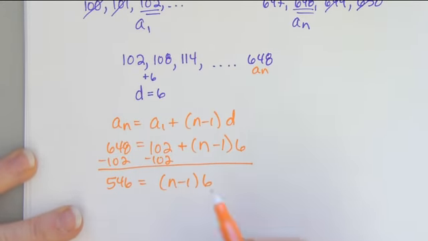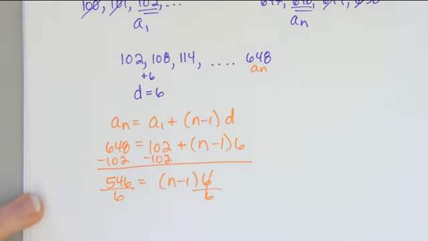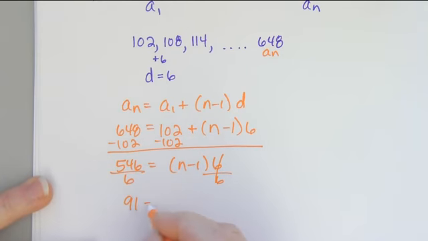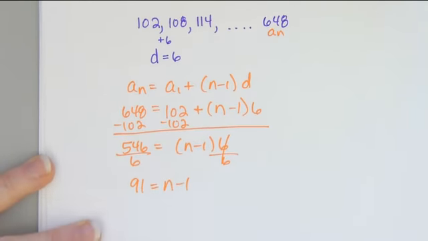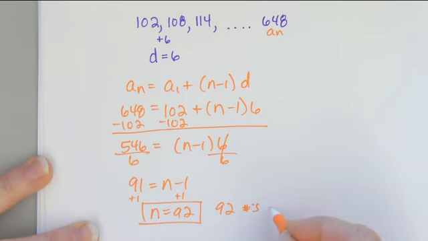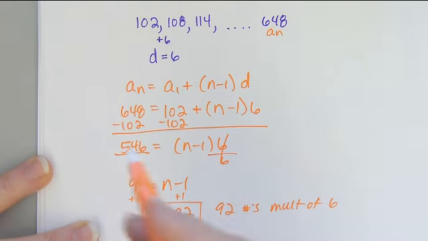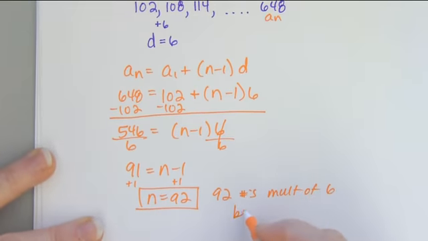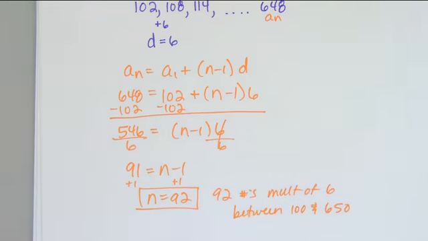I want to make this go a little bit faster, so I'm just going to divide both sides by 6 to get rid of that right away. And so then I've got 91 is equal to n minus 1. Add 1 to both sides. N is equal to 92. So that's telling me that there's 92 numbers that are multiples of 6 between 100 and 650. So that's actually a good ACT question.